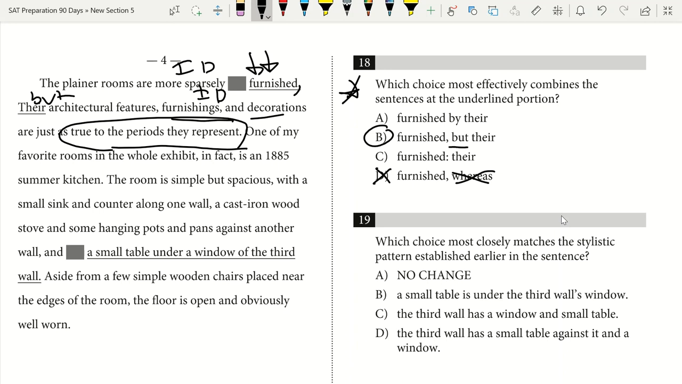Okay, so since it's surprising, we want to use "but" because that shows that surprise. It's also grammatically correct. So B is going to be our correct answer there. All right, now we go down.